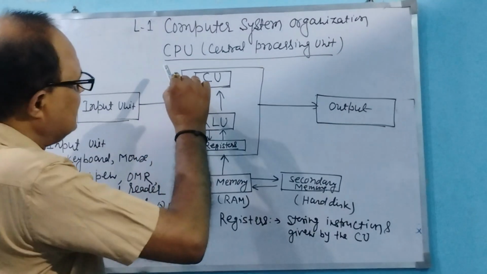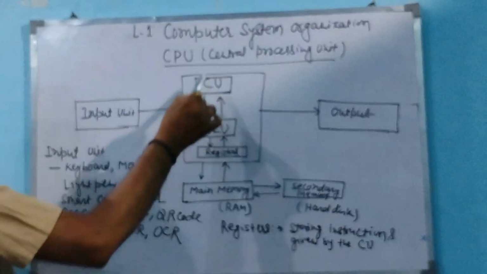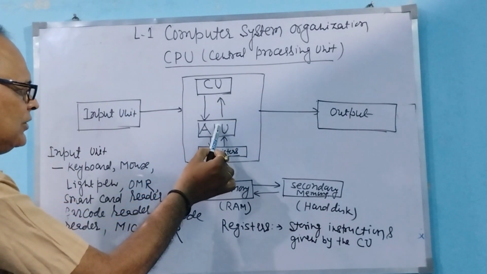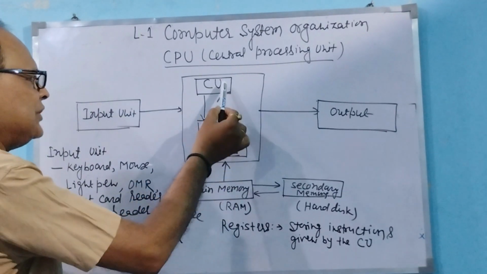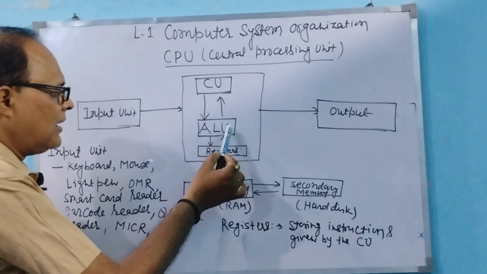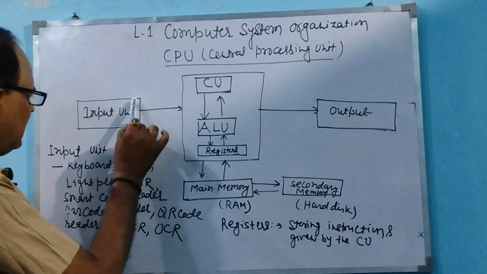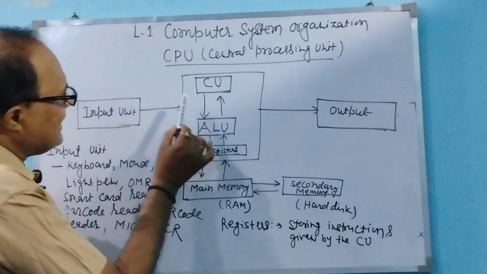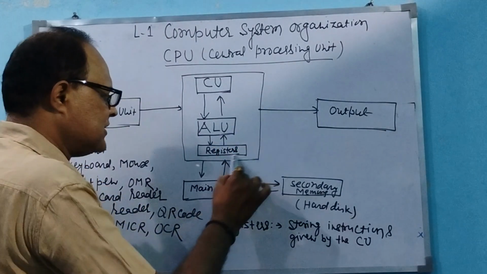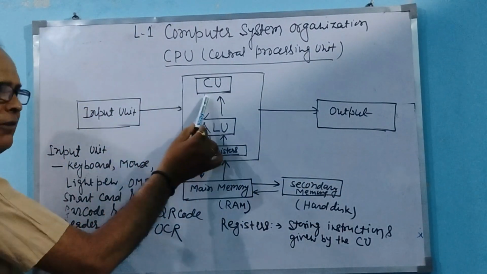Now I will explain about the CPU, central processing unit. The central processing unit consists of CU, ALU and registers. CU stands for control unit, ALU stands for arithmetic logic unit, and registers. So the input unit interacts with this part, the CPU, and after processing all these things it will produce output. I am going to explain one by one.